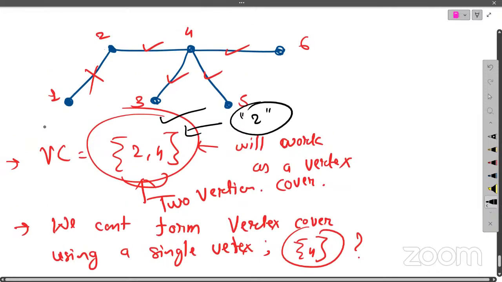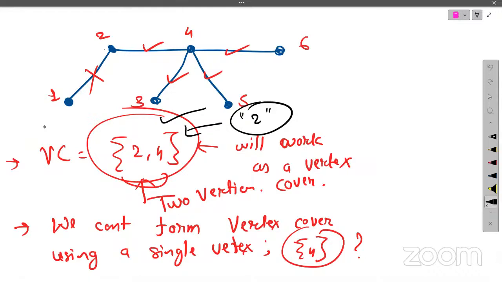Ma'am, but we can't use {2, 4, 6} as a vertex cover, can we? Yes, obviously that will be a vertex cover, but that won't be a minimum vertex cover. Minimum means we just want the minimum number of vertices. If you use 2, 4, and 6, then you cover this edge, this edge, this edge, and all the edges. So this will be a vertex cover, but again, not a minimum one.